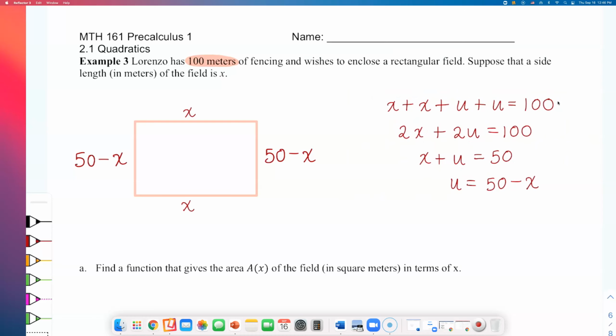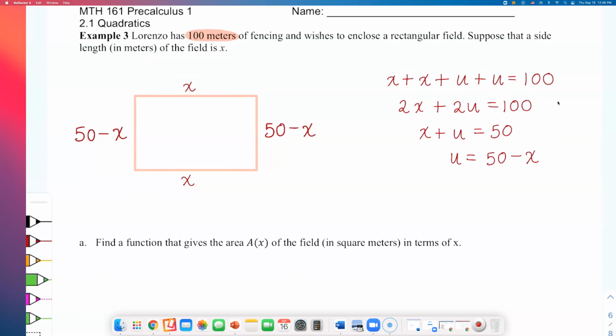So u is not there because we're only going to write one equation, and one equation should consist of one variable, x, instead of x and u. So now what? If you want to check real quick, you can add these measures together. If you add x plus x, top and bottom, plus 50 minus x, plus 50 minus x, what will that be? Let's take a look.